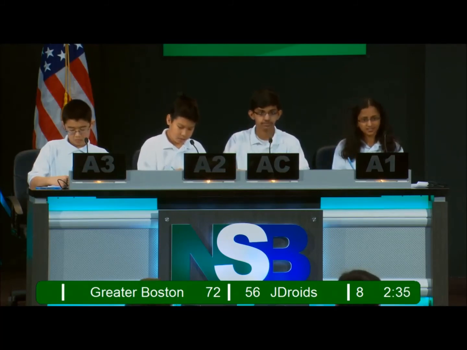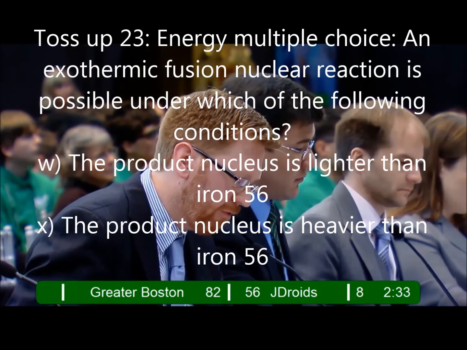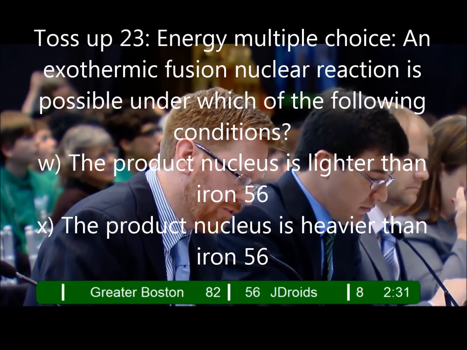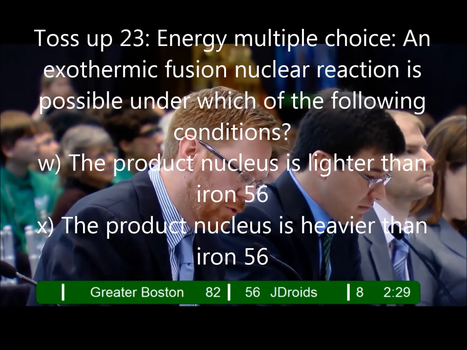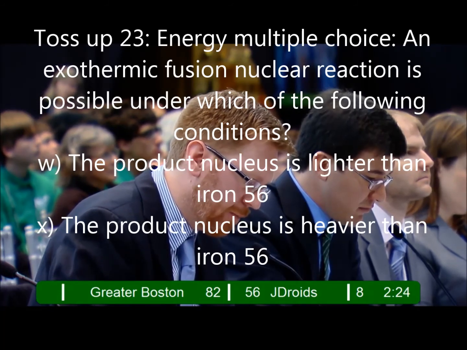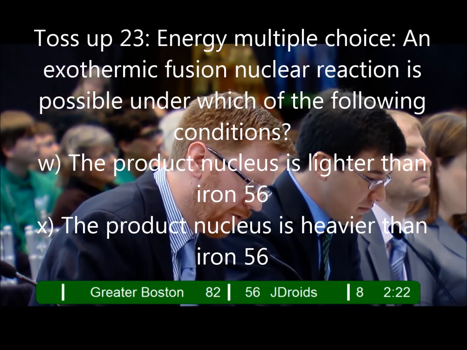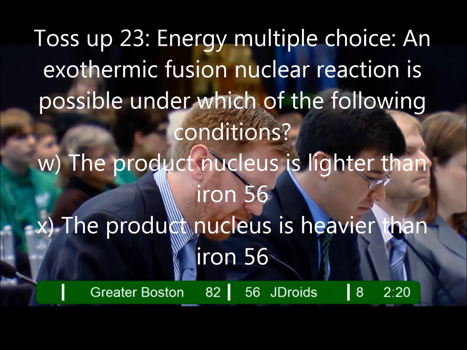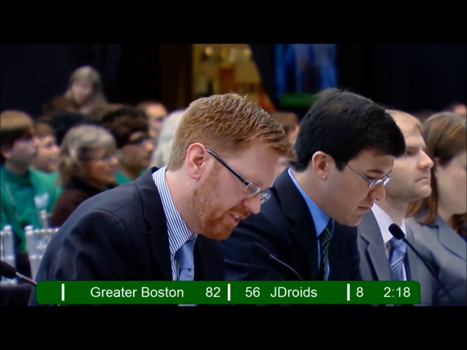X. X is correct. Toss-up 23 for both teams. Energy multiple choice. An exothermic fusion nuclear reaction is possible under which of the following conditions? W, the product nucleus is lighter than iron 56. X, the product nucleus is heavier than iron 56.